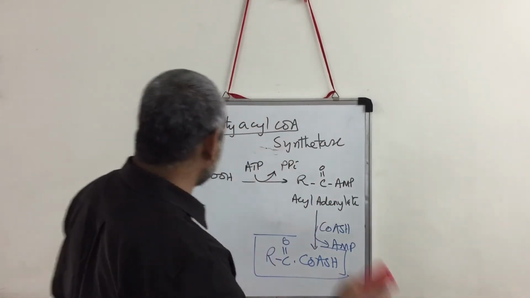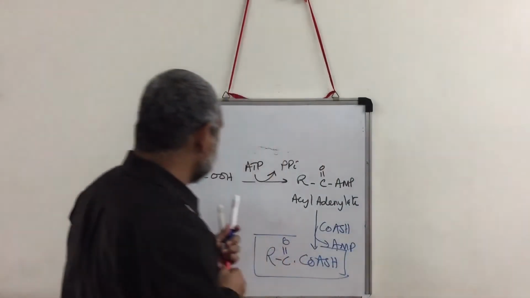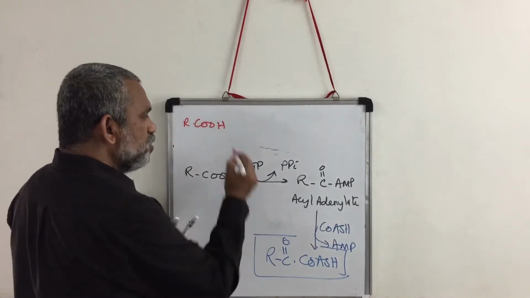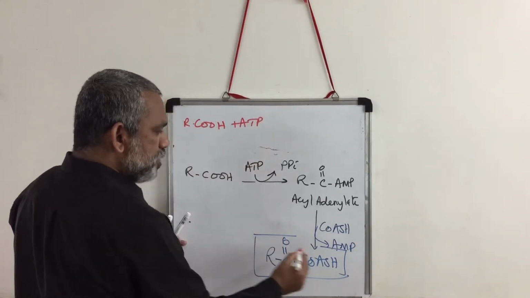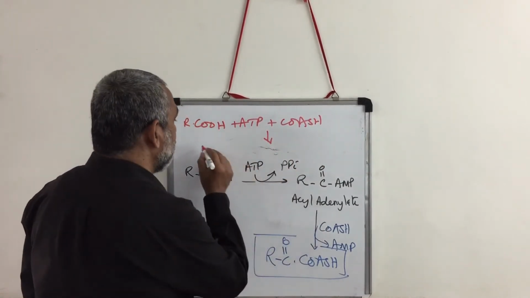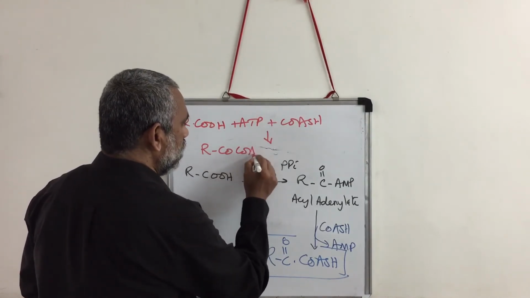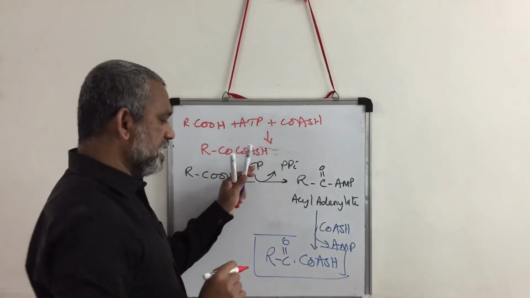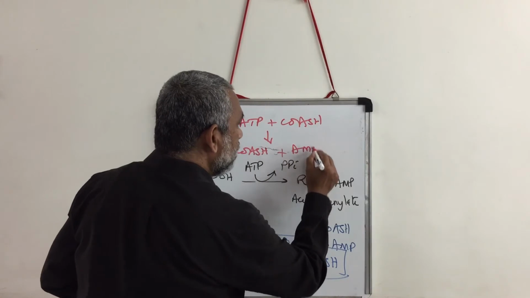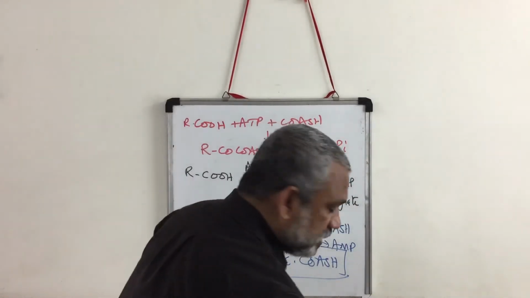So let us write the stoichiometry for this reaction. You started with a fatty acid. You added one ATP and you added a coenzyme A, and what you are getting is fatty acyl CoA. Then you are getting AMP plus PPi. This is the overall stoichiometry for this reaction.